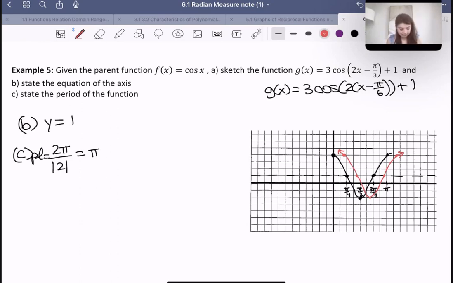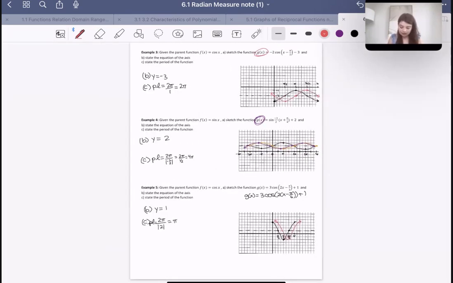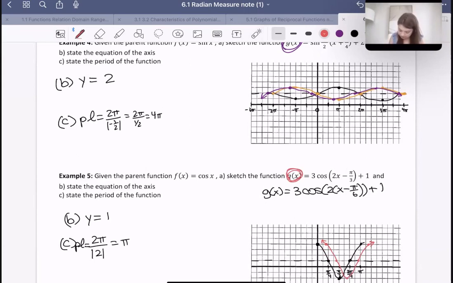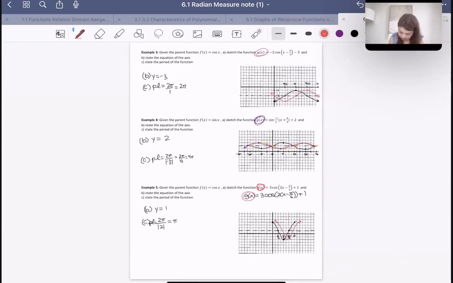We have finished this problem officially. Oh, and I should circle this and this because these are the same thing.